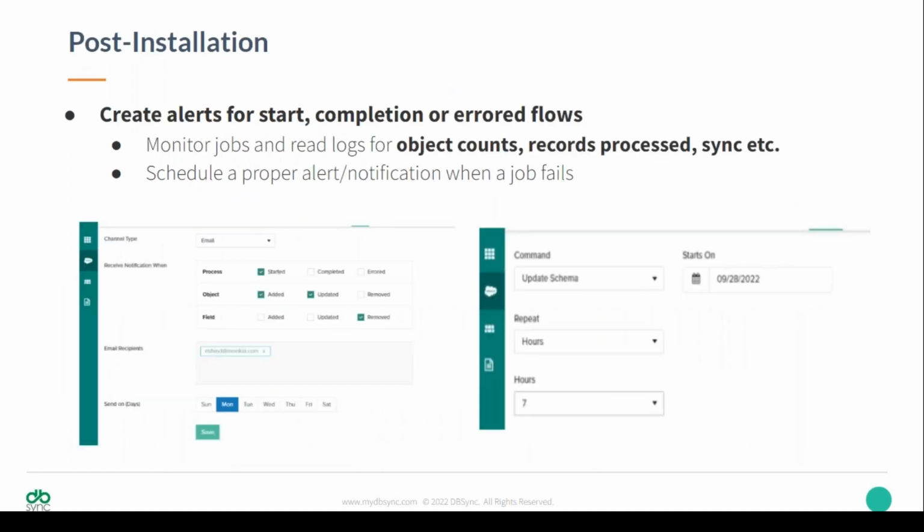Sure. First, to maintain consistency, we should always monitor jobs and read logs, for details such as object counts, number of records processed, sync status, time lapse, and schedule. As you can see on my screen, we have an option where the user can receive notifications on when the process started, what objects were added, what fields were added. They can get it on a daily basis or on a particular day. They can even set an update schedule, choose what they want to run on their application, set up a time, and not have to worry about it.